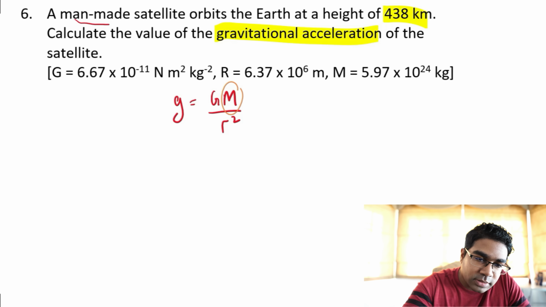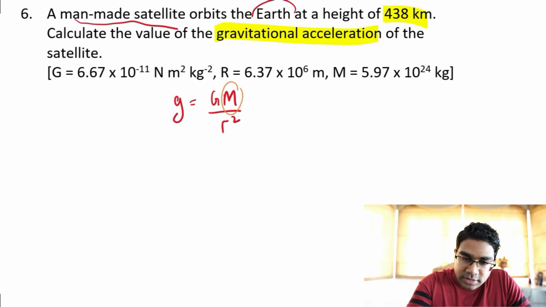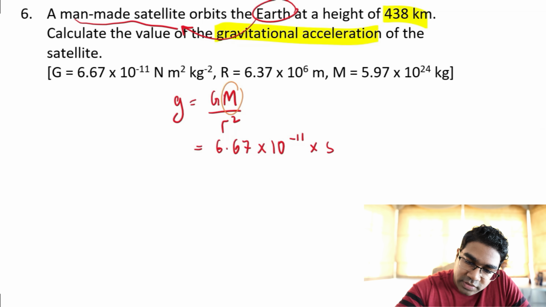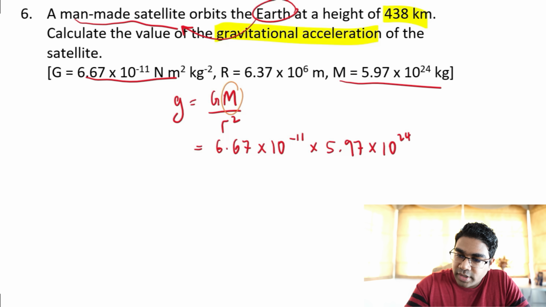The satellite is not the one that is exerting the gravity on itself, whereas it is the Earth that is exerting the gravity on the satellite. So the mass here will be mass of Earth. So this will be equals to G, 6.67 times 10 to the power of negative 11, times the mass of the Earth, which is 5.97 times 10 to the power of 24. And then these values are given. And then we have to divide by r squared.